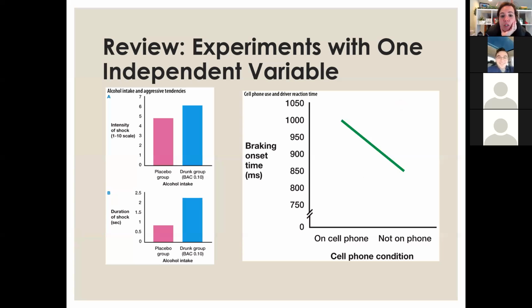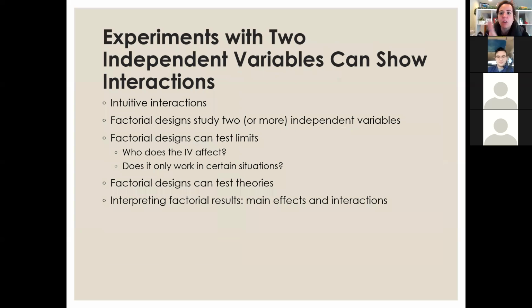All right. So these are both examples of one independent variable. Again, the independent variable here is, are they on their cell phone? Yes, no. And then this is the dependent variable. Okay, but as I said, in the social sciences, it's very rare that there's just one independent variable. So let's look at what it looks like with two independent variables.